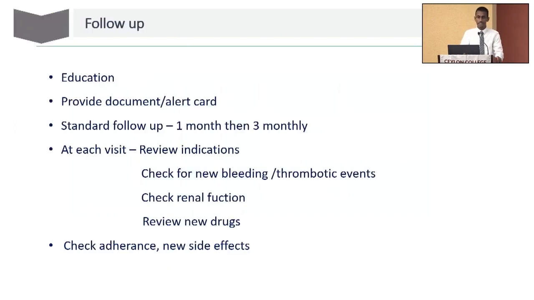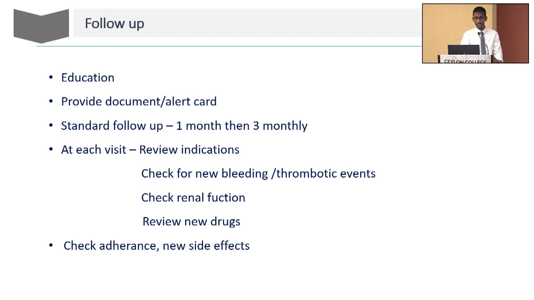Then finally, arrange a follow-up for the DOAC patients. As with all oral anticoagulants, educate them about the risks of bleeding, about taking it properly, etc. Document in their clinic book, or ideally give a card which says you're on anticoagulants and this particular type of anticoagulant, so anyone who starts new drugs will know what to do. Standard recommended follow-up is that after you start, you see the patient in 1 month, and after that, every 3 months should be adequate. At each visit, review the indications. Indications change, evidence changes as we go on. So always review the indications.